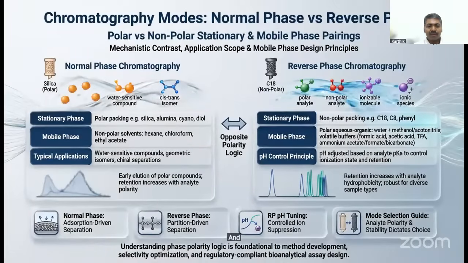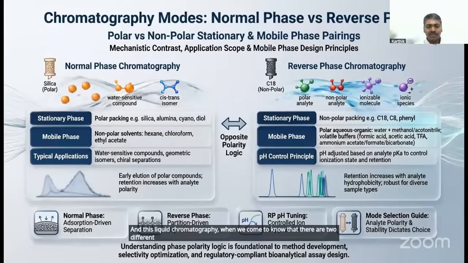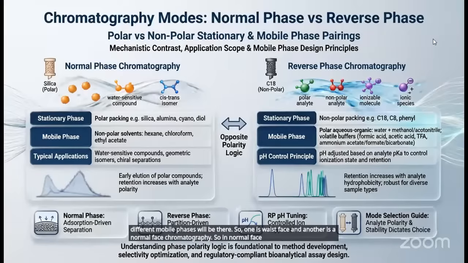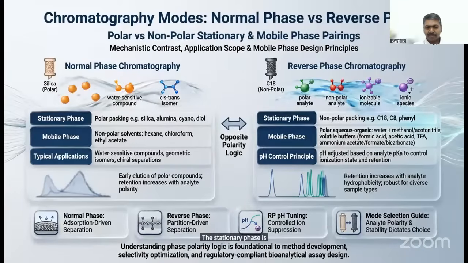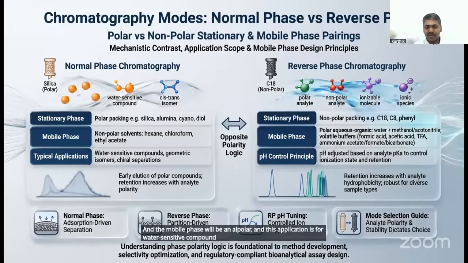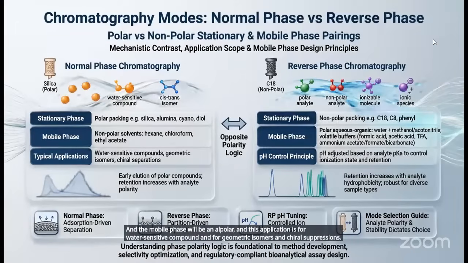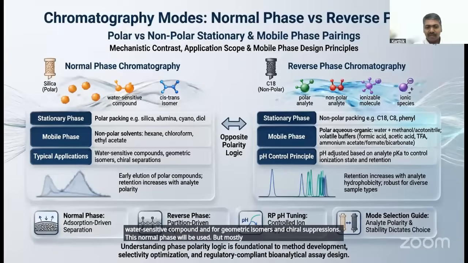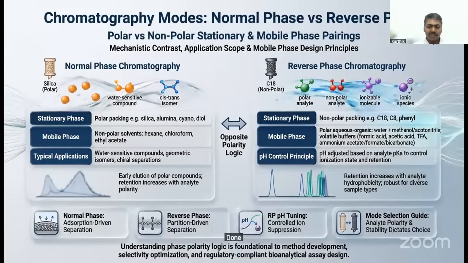In liquid chromatography, there are two different modes: one is reversed phase and another is normal phase chromatography. In normal phase chromatography, the stationary phase is a polar packing and the mobile phase is non-polar. The applications are for water sensitive compounds, geometric isomers and chiral separations. Mostly, adsorption driven separation is done using normal phase chromatography.